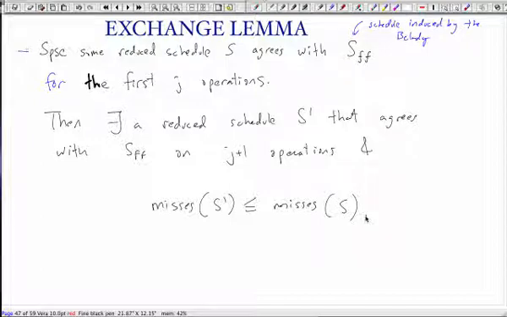This is what I said about this one being slightly more subtle. In the scheduling problem, the exchange rule was simple. The lemma that we proved was the first to finish is always part of an optimal solution. Here, we're being slightly more subtle. We're saying, if we have some reduced schedule that agrees with the farthest in future for the first j operations, then there exists another reduced schedule that agrees for j plus 1 operations and has the same or fewer misses.